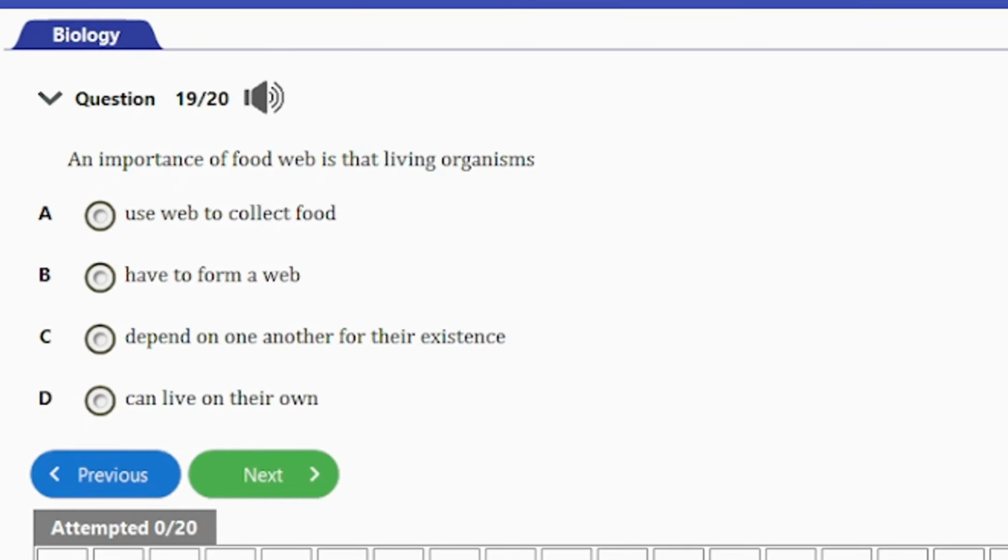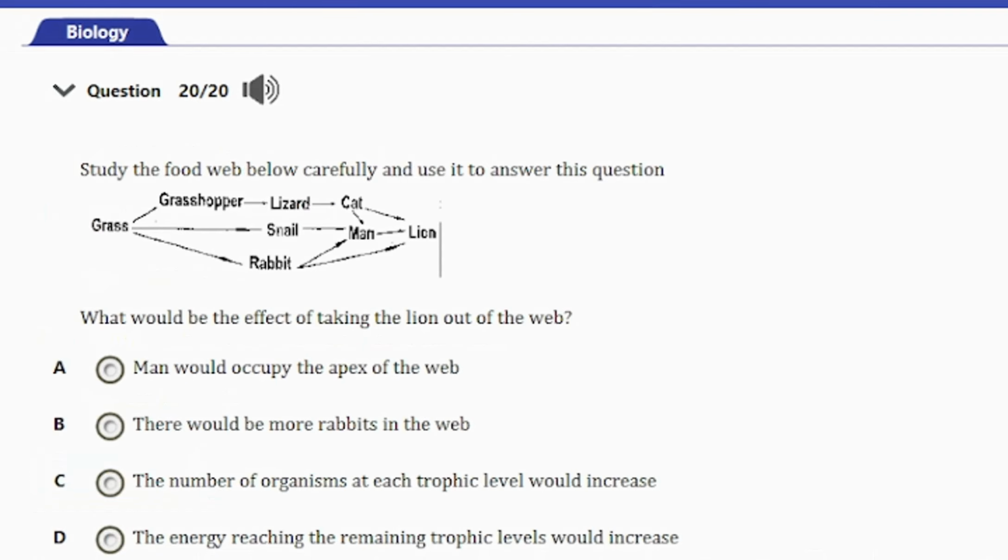So let's consider the next question. Question number 19. It says, an importance of food web is that living organisms A, use web to collect food, B, have to form a web, C, depend on one another for their existence, D, can live on their own. So guys, the answer to this question is option C here, and that's depend on one another for their existence. So let's consider the next and the last question here, guys.